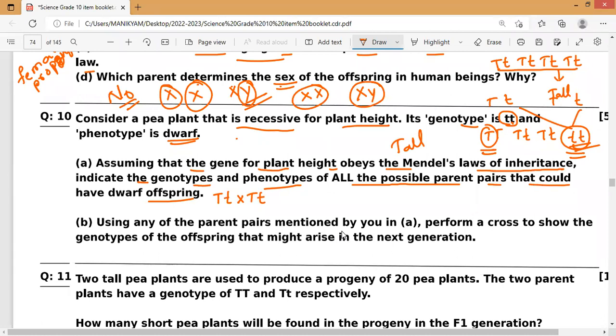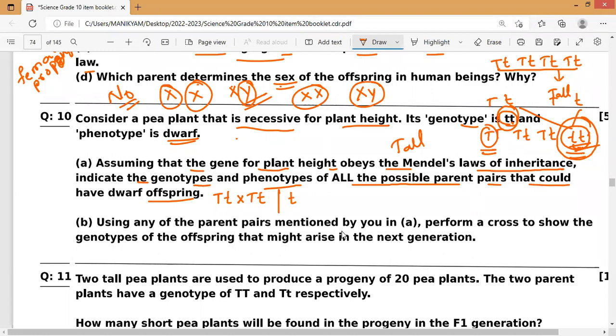So in the F1 generation, what will we get, guys? Check it, everybody. What are we going to get? We are going to get small t. Ultimately, we want to get small t and small t. That's all. So tell me, what are the parental possibilities, please?